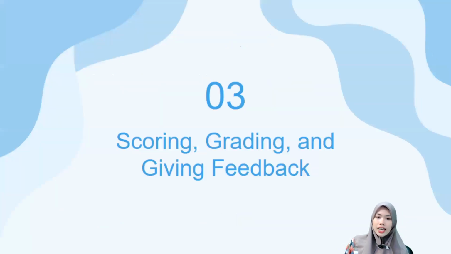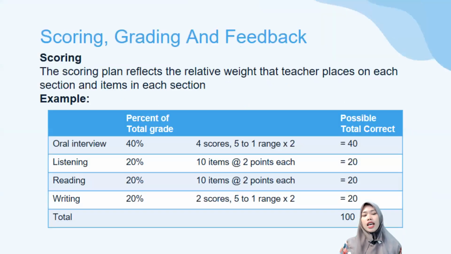And then number 3 is scoring, grading, and giving feedback. Scoring. The scoring plan reflects the relative weight that the teacher places on each section and item in each section. For example, oral interview, listening, reading, writing. Okay, and then percent of total grade, and then possible total correct. Okay, we write down the possible total correct here.